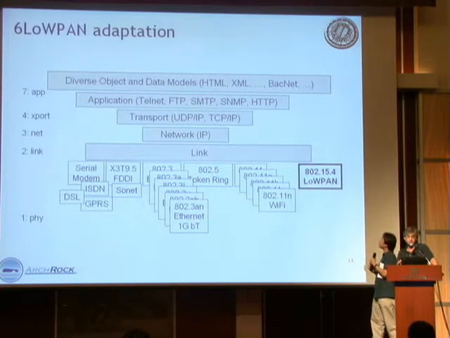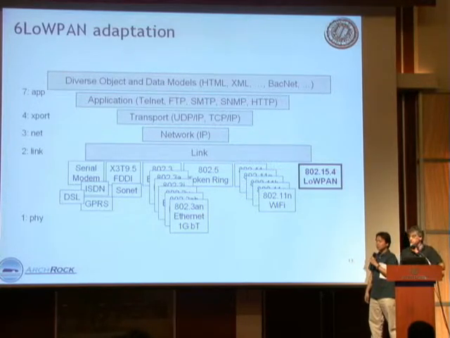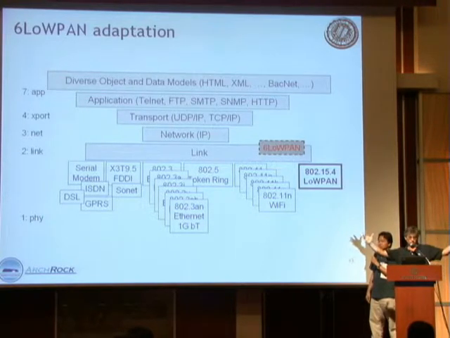We want 15.4 to be just one more link that interoperates with other 15.4 devices and Wi-Fi devices, Ethernet devices, all those other things. But to make that possible, 6LoWPAN is an adaptation layer to make great big IPv6 packets fit in little tiny 15.4 packets.